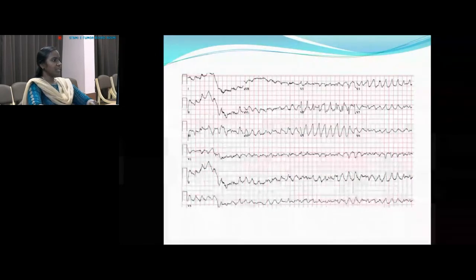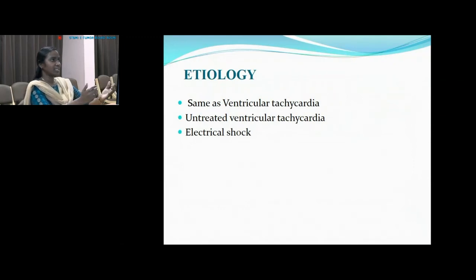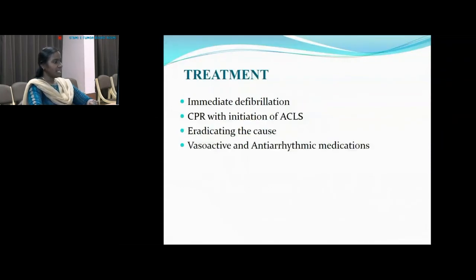Untreated ventricular tachycardia may lead to ventricular fibrillation. Initially the patient may show ventricular tachycardia only on the ECG or on the monitors. If we neglect it or fail to recognize it as ventricular tachycardia, it can progress into ventricular fibrillation. For treatment, immediate defibrillation should be given, and CPR with the initiation of ACLS, advanced cardiac life support, eradicating the causes, and vasoactive and anti-arrhythmic medication should be given.